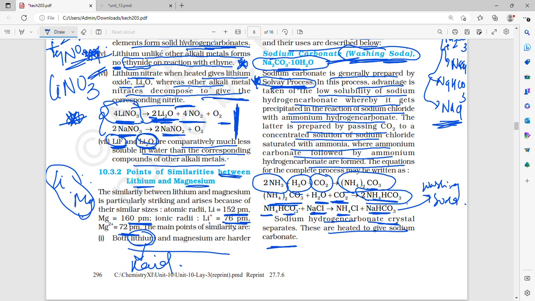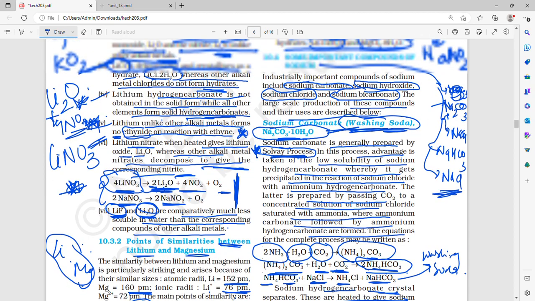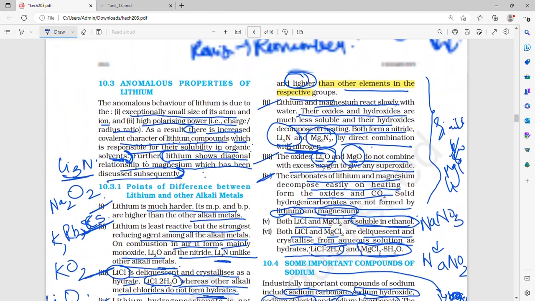Now lithium fluoride and lithium oxide are comparatively much less soluble in water than the corresponding compounds of other alkali metals. Lithium fluoride and lithium oxide are much less soluble in water than the corresponding compounds of other alkali metals. We saw the reason for lithium fluoride, that is, it has very high lattice enthalpy.